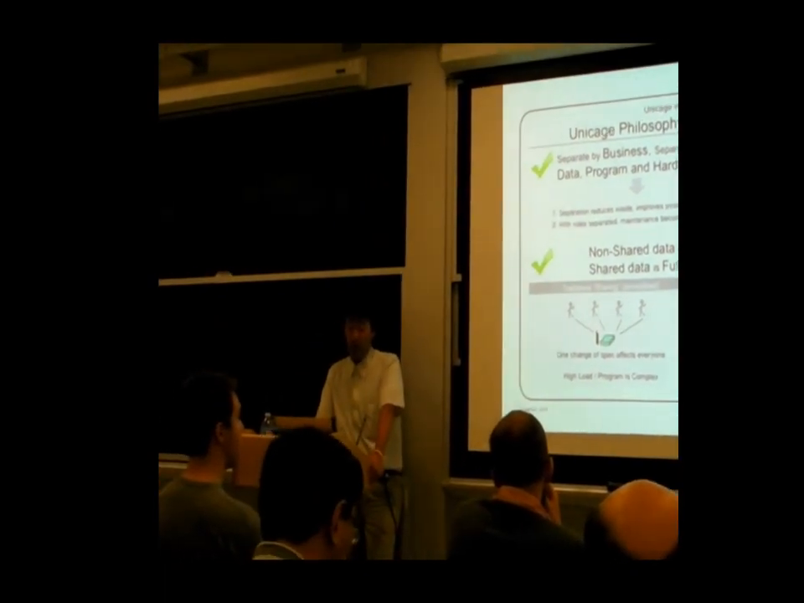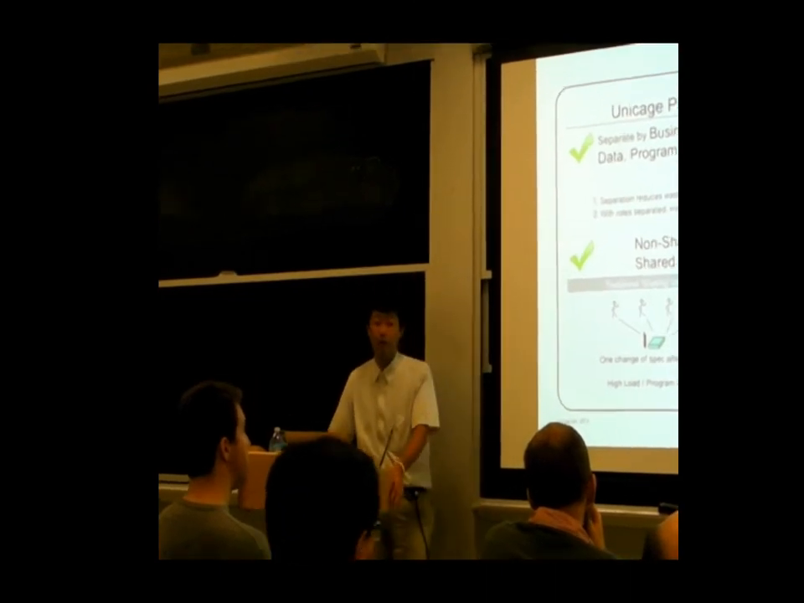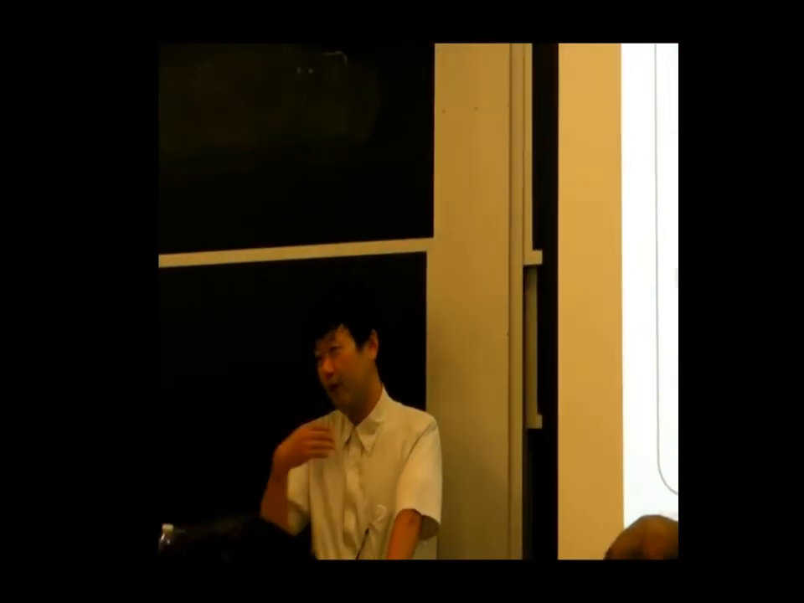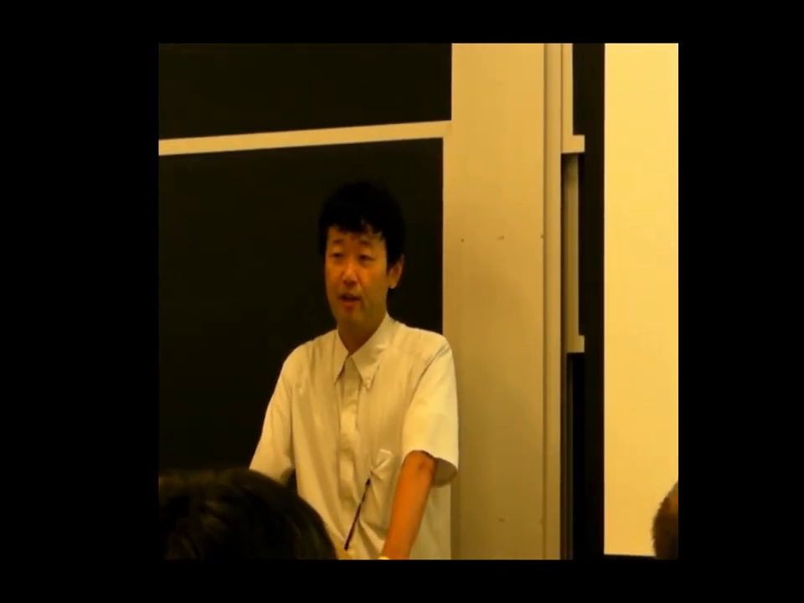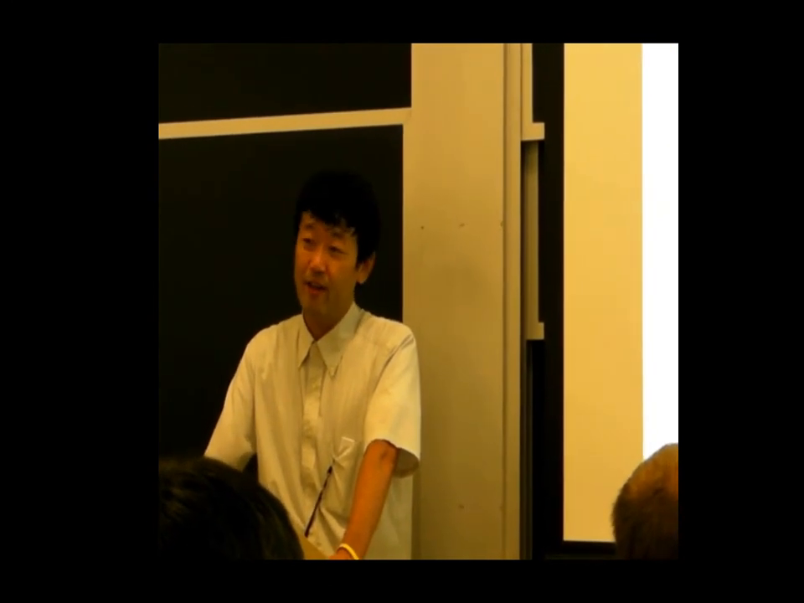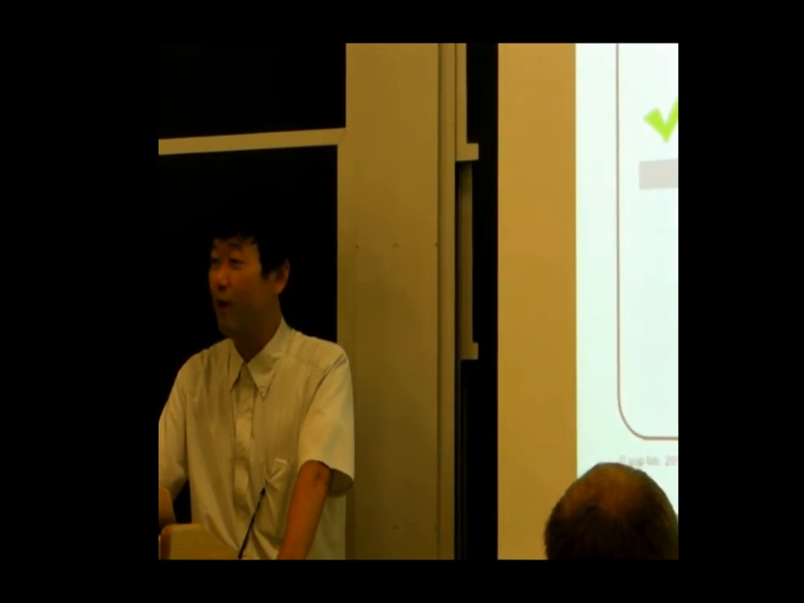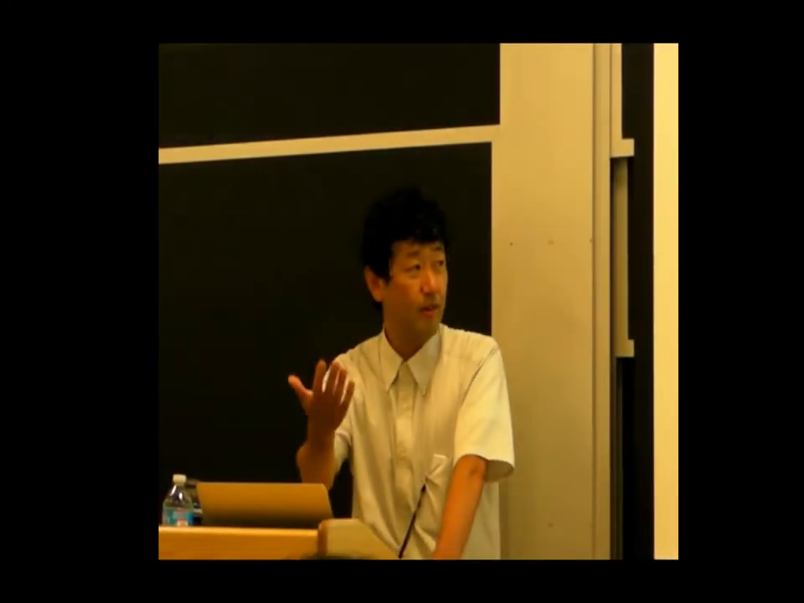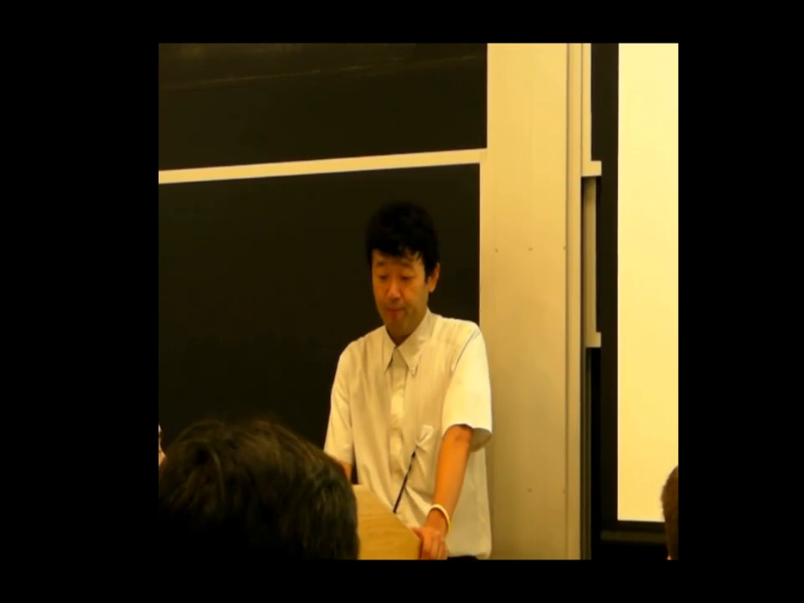But about sharing data, the principle of Unicage data management is that we copy from the original data to arrange and organize data. In a database, physically data exists only in one substance. But in Unicage, there are many data which have the same meaning, but we distinguish the original data and the corrected data.